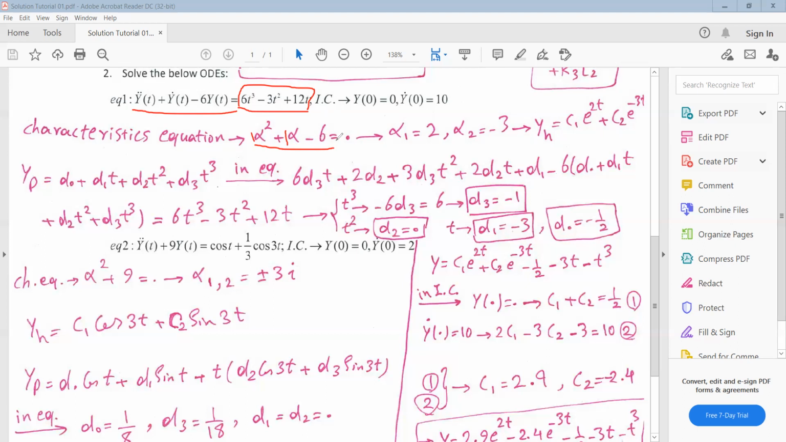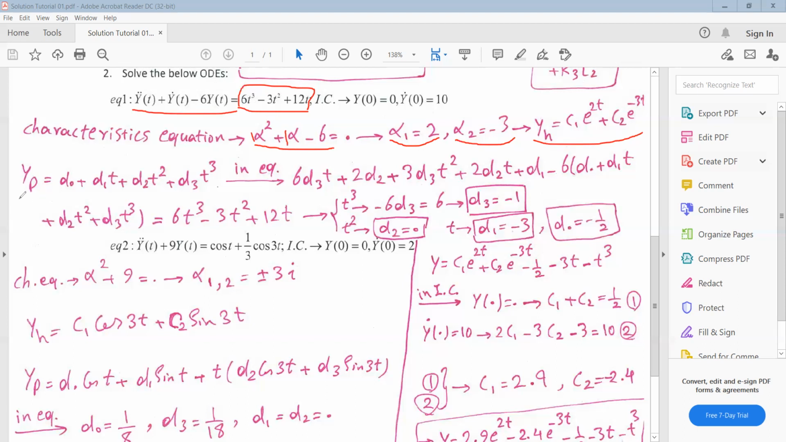So this is an algebraic equation of order 2. Easily using the delta method, you can obtain that alpha 1 is equal to 2 and alpha 2 is equal to minus 3. So the homogeneous response is C1 exponential alpha 1 t plus C2 exponential alpha 2 t, which is 2 and minus 3. For the particular response, as I told you, here you can see we have a polynomial of order 3.